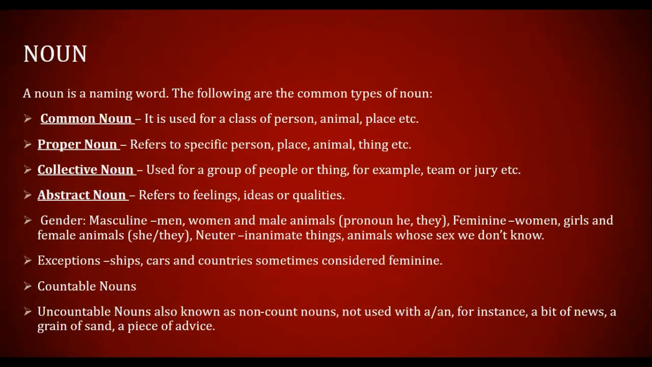Okay, so whenever you're referring to non-count nouns or uncountable nouns, they are normally not used with a or an. For example, a bit of news, a grain of sand, a piece of advice. So you use it in this way, for example, a bit of news, because you cannot count news. A grain of sand, because sand is a non-count noun, you cannot count it. Advice is a non-count noun, you cannot count it. So like this. Okay.